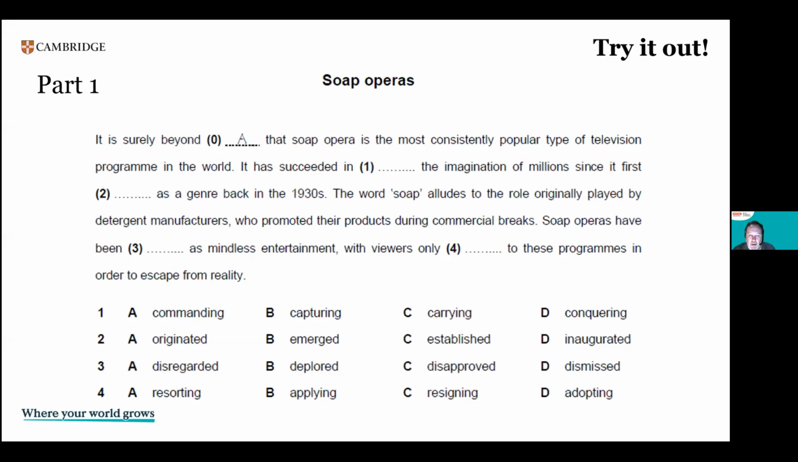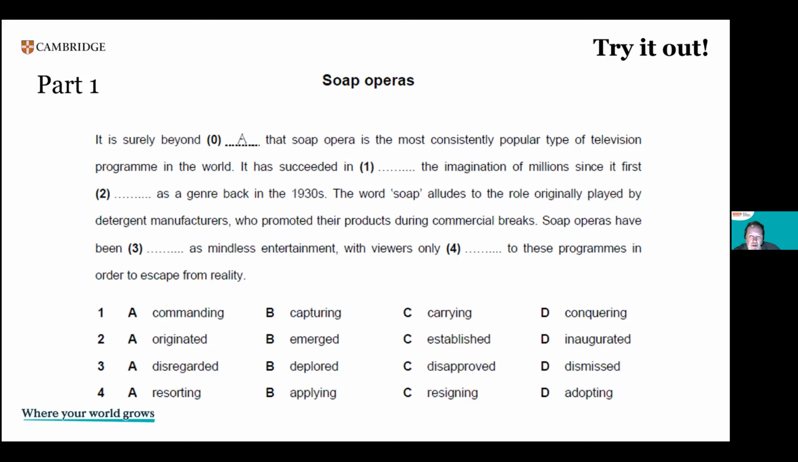It has succeeded in something the imagination of millions since it first something. Okay, which of the 4 options for number 1 is the correct one? Some people here are very quick, and nearly everybody is right. It's B, capturing. And that is a simple collocation.